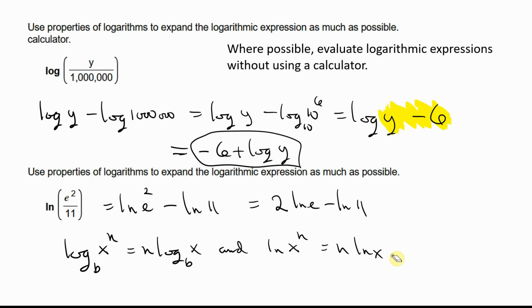But the natural log of e, this guy right here, is just equal to 1. So this is 2 times 1 minus the natural log of 11. So your answer is just 2 minus the natural log of 11. And better to put the 2 in the front and not write it as minus the natural log of 11 plus 2, because you don't want to get the 2 associated with the 11, because they're two different terms. They're unlike terms.